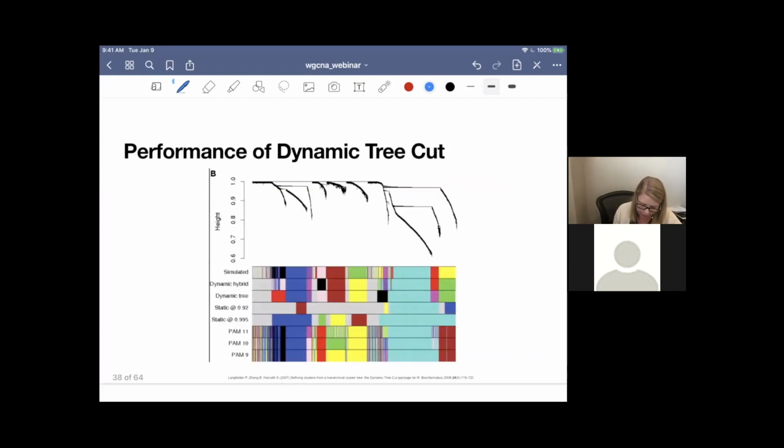And within this paper, they show how this particular type of tree cutting does really well on capturing some of the information in the data. So the data was simulated, but based on this first row, and then these are the different results across the different types of clustering methods, including the dynamic tree cut and the dynamic hybrid tree cut that do well at mimicking what was simulated.